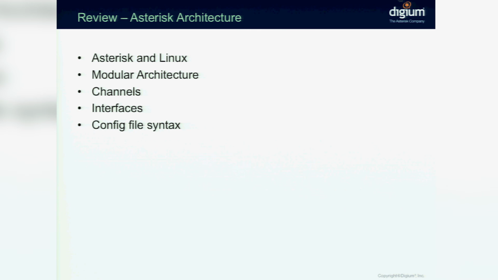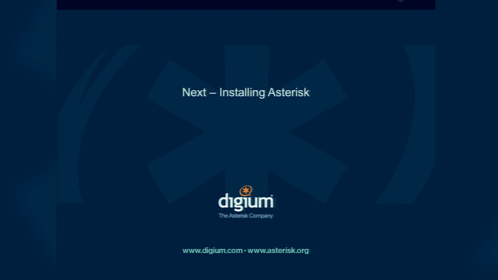And then finally, config file syntax. We saw a little bit of information about the basics of how that works. There's a few other things we'll try to get into as we go along. So next, we're going to talk about installing Asterisk after we have a break.